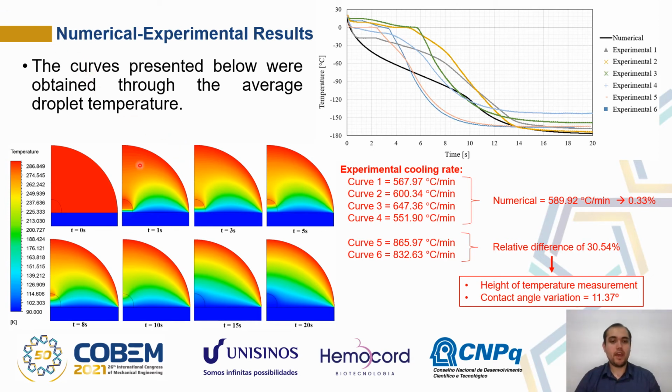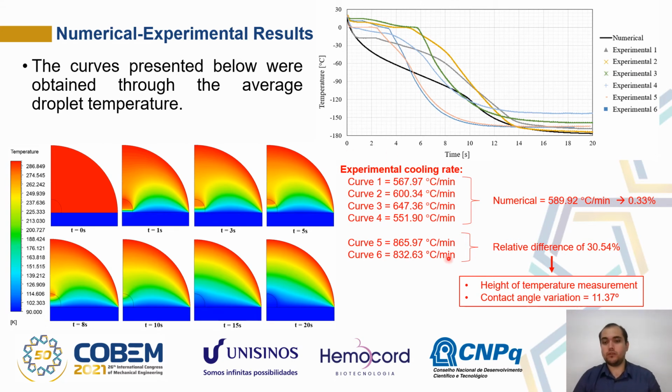So here we have the temperature contours for the numerical domain, and here we have the graph with the comparison between the numerical and the experiments. And it's possible to note a difference between the pattern of the numerical and the experiments performed.